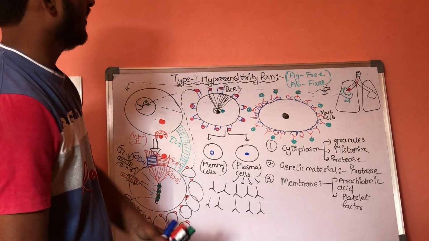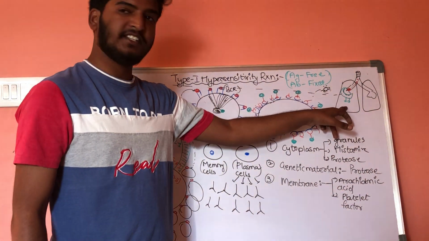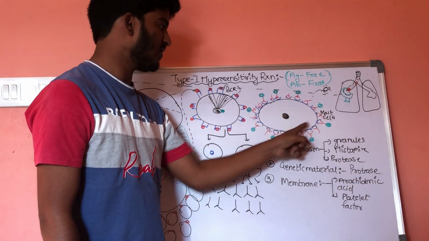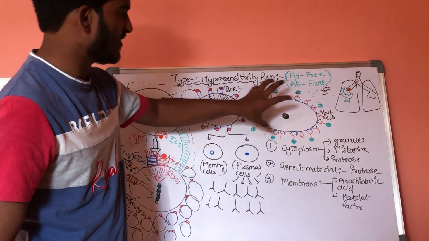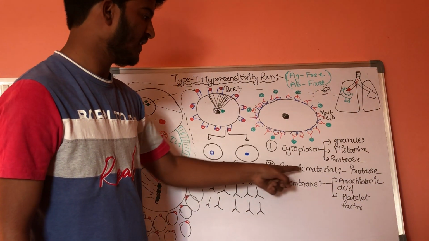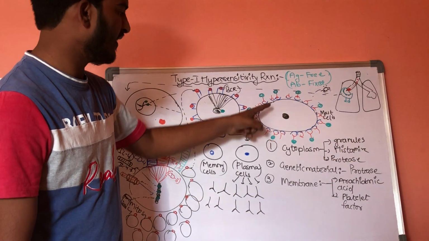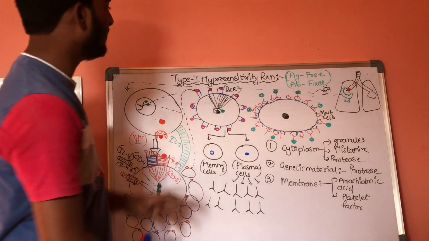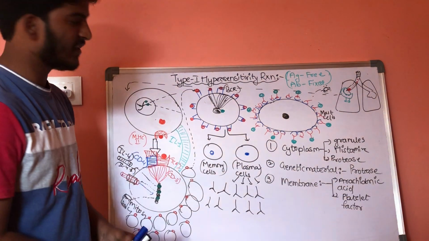In this way, whenever these antigens get fixed onto the surface of antibodies, it will activate this cell, and it involves damaging of the cytoplasm, damaging the genetic material, and damaging the membrane. In this way, it will get damaged. So this is the type 1 hypersensitivity reaction.